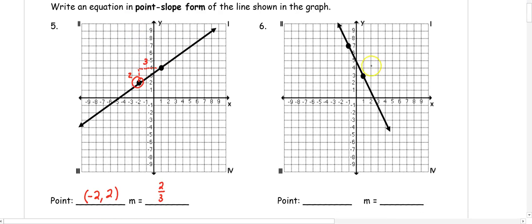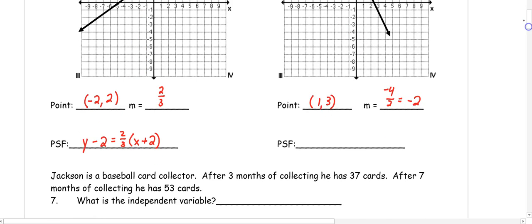In number 6, we need to pick a point. So this time, let's pick the point on the right. That point is 1, 3. And when I look at my slope, notice that my line is going down, so I should have a negative slope this time. So I went down negative 4 over 2. Negative 4 over 2 reduces to negative 2. So my equation here would be y minus 3 equals my slope, negative 2, times x minus 1.